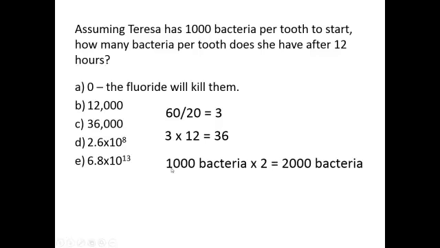So we take 1,000 bacteria times 2, because every time they divide you get 2 bacteria. Each cell produces 2 bacteria. So for the first 20-minute division, we get 2,000 bacteria. We would do this 36 times, because for every generation we're going to have a doubling of the population. And in the end, the answer is 6.8 times 10 to the 13th. That's a whole lot of bacteria.